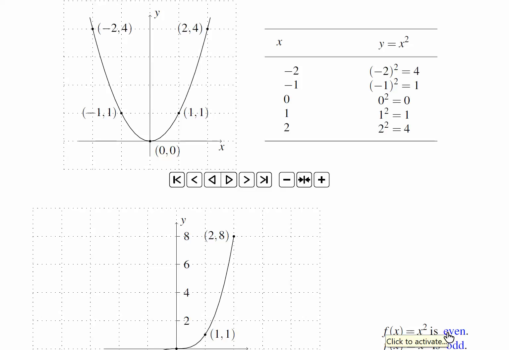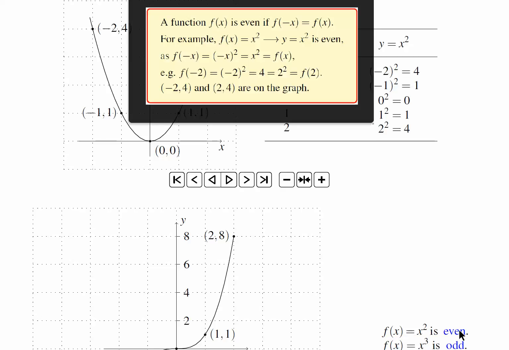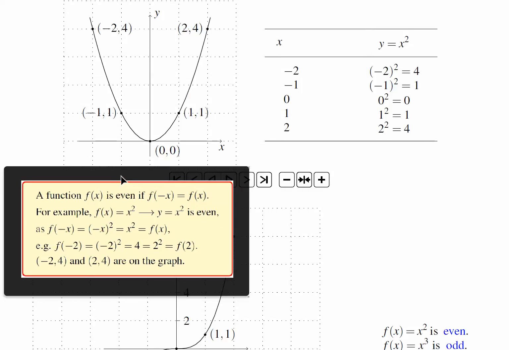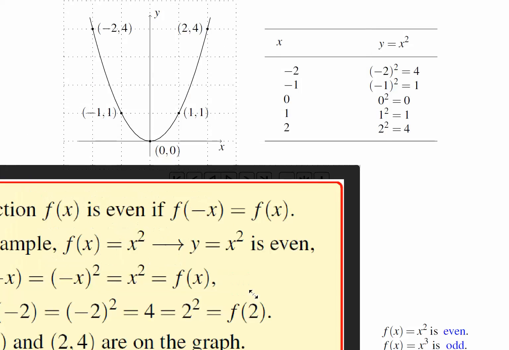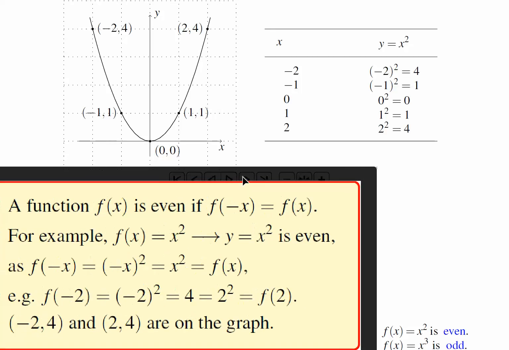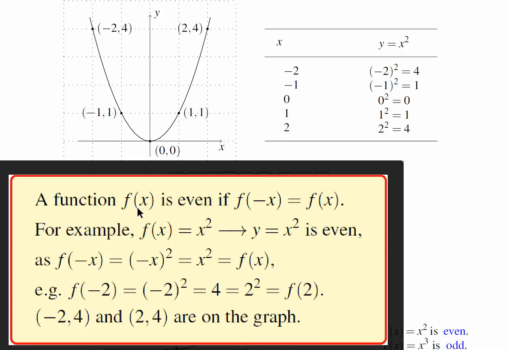In this video clip, we will look at the property of even function and odd function. Click here. We'll find out what the definition is for the even function. We make it bigger. A function f of x is even if f of negative x equals f of x. You see, y equals x squared is even.